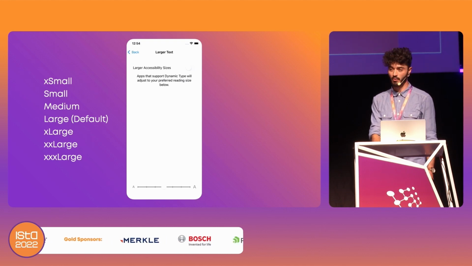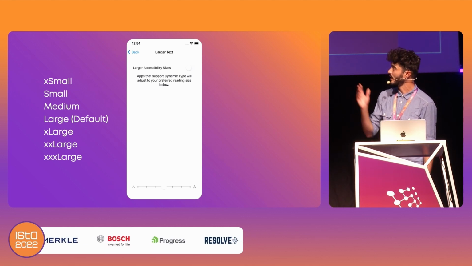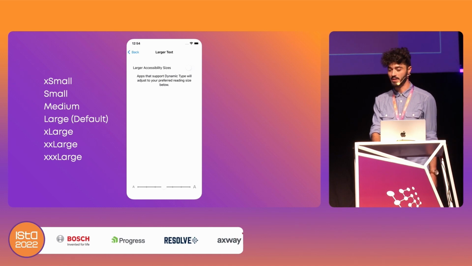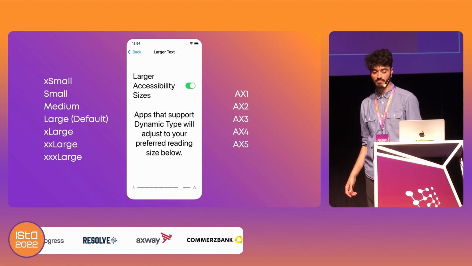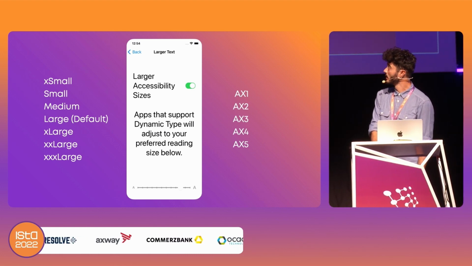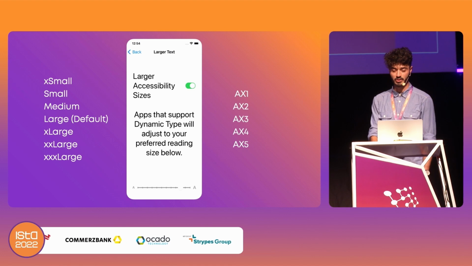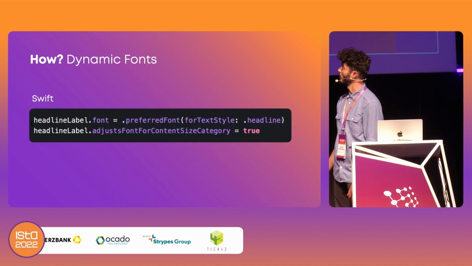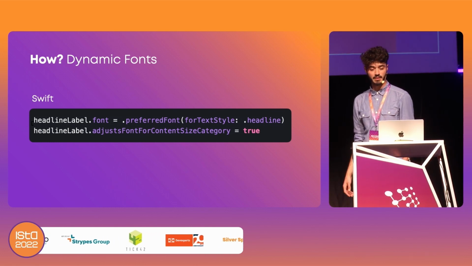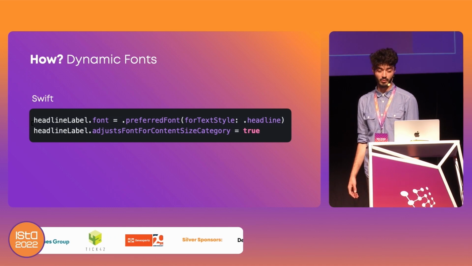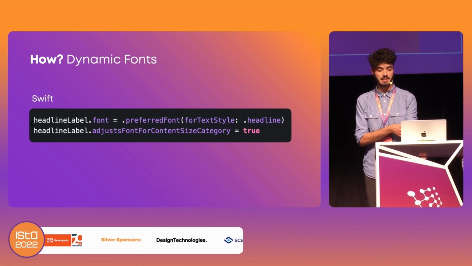What we have by default from the operating system is 7 font sizes that we can play with. But even if we're not super happy with this, we can turn on the larger accessibility sizes, and then we will receive 5 more. And if our apps do something pretty simple, we can benefit a lot from this. So technically we can achieve this with just 2 lines of code. We need to select our text style, which in this case is headline, and then automatically we'll have the preferred font with its size based on the dynamic size selected by the user.